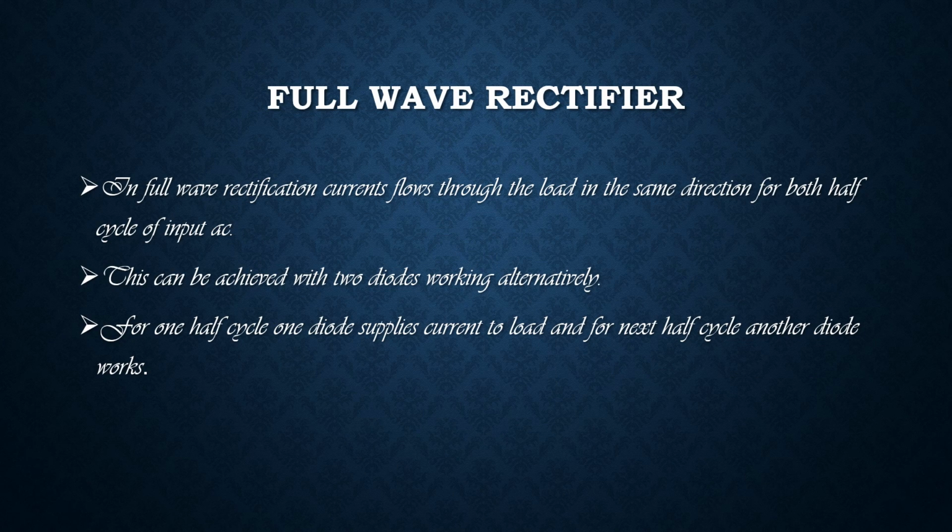Now let's move on to full wave rectifier. In full wave rectification, current flows through the load in the same direction for both half cycles of input AC. This can be achieved with two diodes working alternately. For one half cycle, one diode supplies current to the load, and for the next half cycle another diode works.